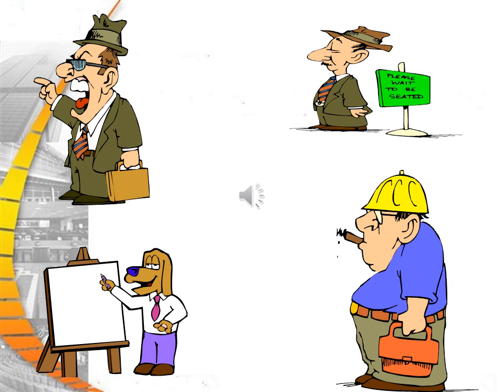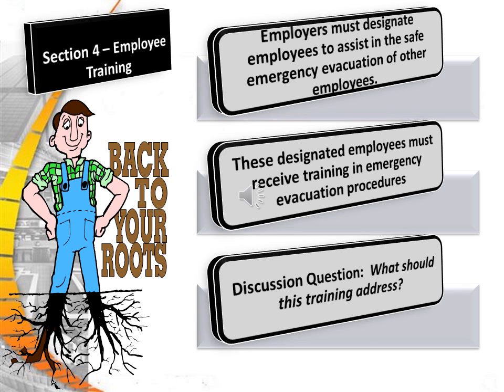Section 4, Employee Training for Emergency Procedures. Employers must designate employees to assist in the safe emergency evacuation of other employees. These designated employees must receive training in emergency evacuation procedures. Here's a discussion question for you. What should this training address?